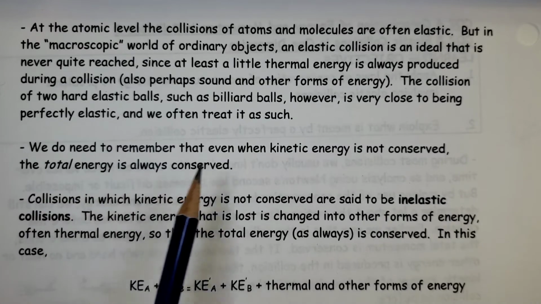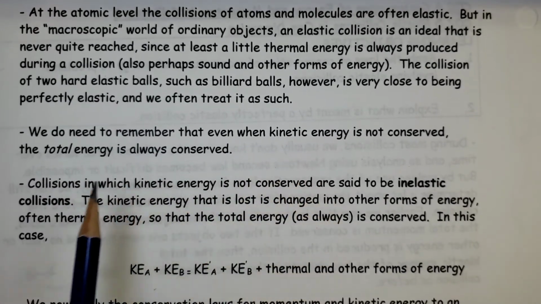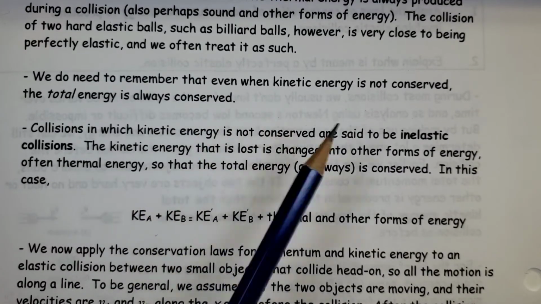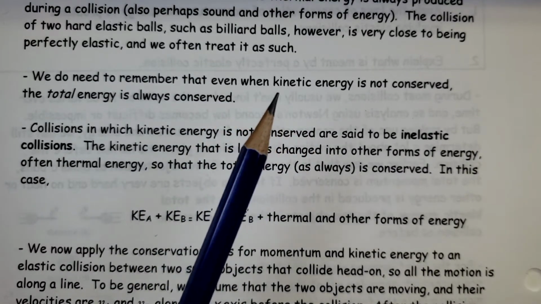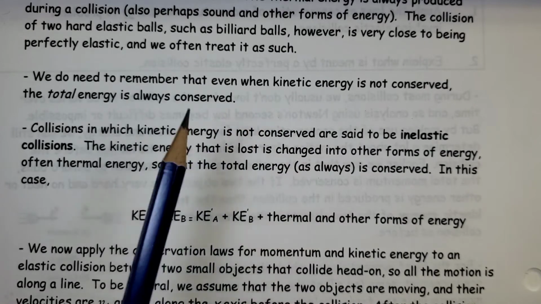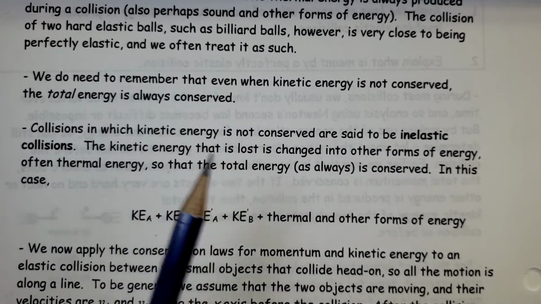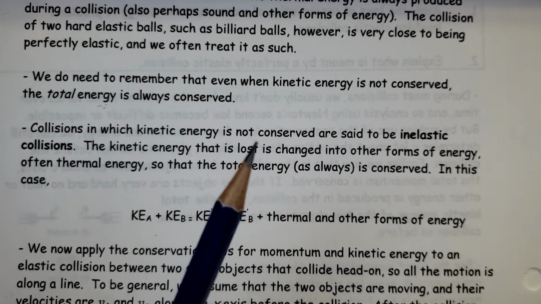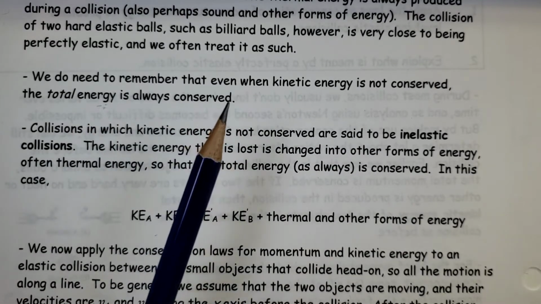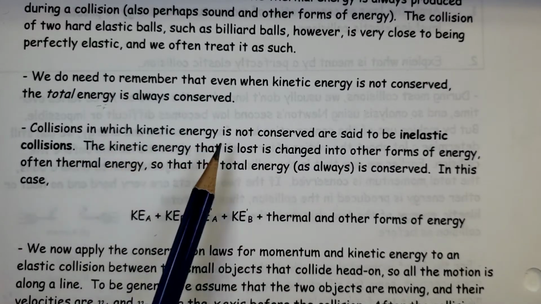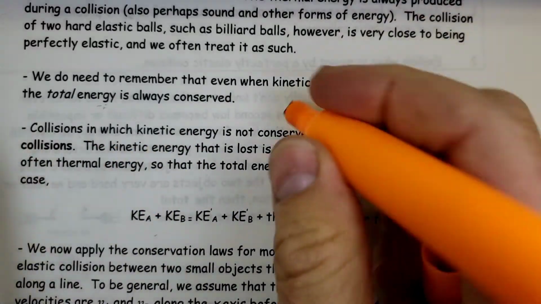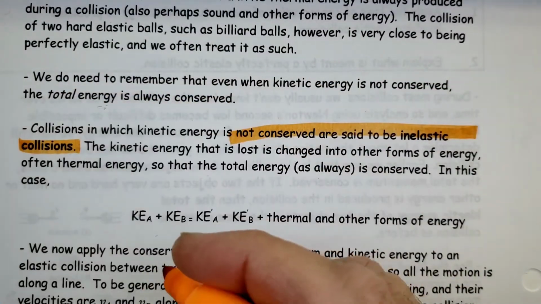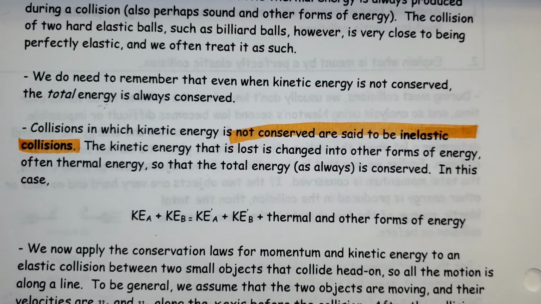We do need to remember that when kinetic energy is not conserved, the total energy is always conserved. The kinetic energy is being transferred into another form. It's not like we lose kinetic energy, it's just simply being changed into some other form. So the total energy is always conserved, it's just that kinetic energy in our macroscopic world changes into something else. Collisions in which kinetic energy is not conserved, such as everyday life collisions, are inelastic collisions. So you can see most collisions are inelastic.